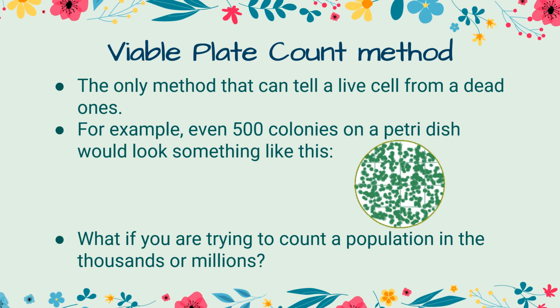One of the ways that we can look at is called a viable plate counting method, and it's the only method that can tell a live cell from a dead cell. For example, there are still 500 colonies on a Petri plate, and that would look like that photo. That is a ridiculous amount of bacteria to count. So what if you're trying to count a population of thousands or millions? It would literally look like a lawn of grass.